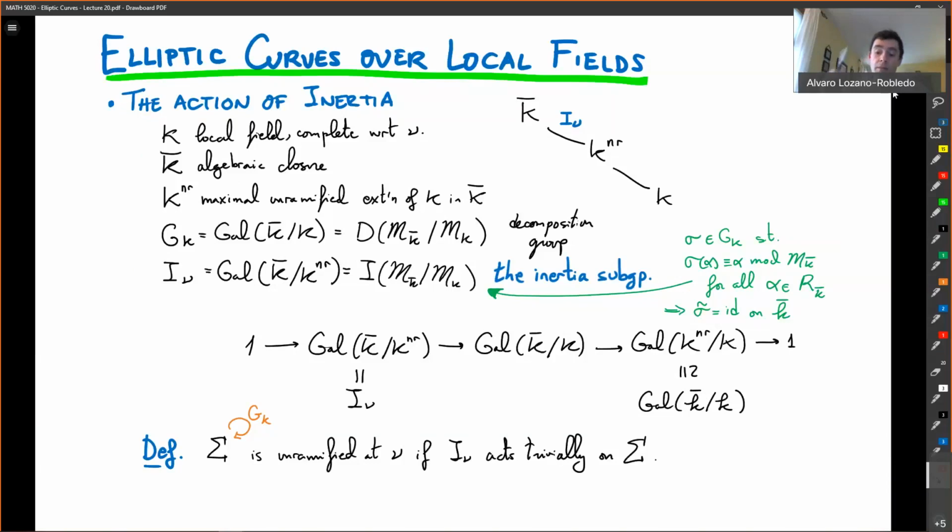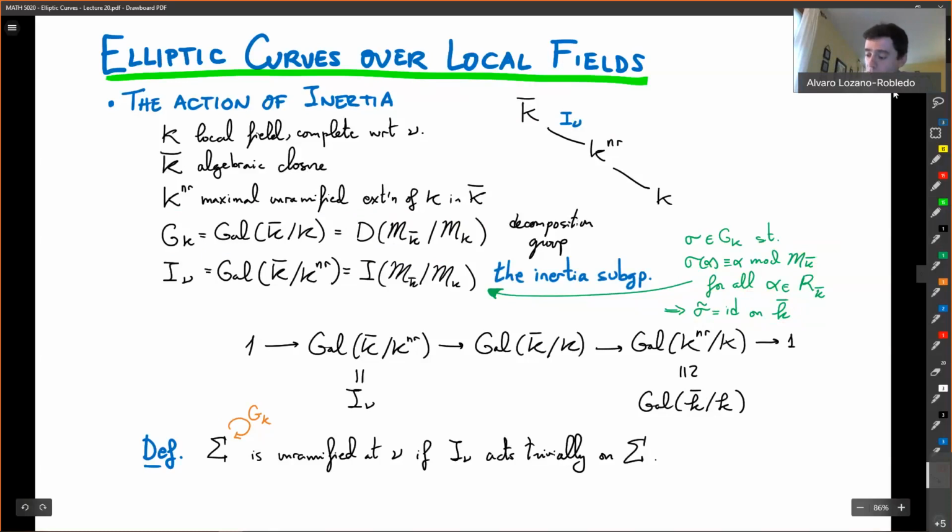Once you pick a prime and a prime above it, the local field case is easier because there is only one prime at each level. Then the decomposition group is the entire Galois group, and the inertia subgroup is the piece inside it that acts trivially modulo the maximal ideal, those elements that induce the identity automorphism on the algebraic closure of the residue field. Okay, so we wanted to know how inertia acts on torsion points.